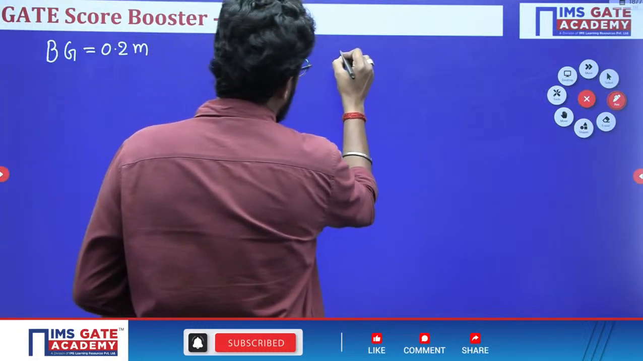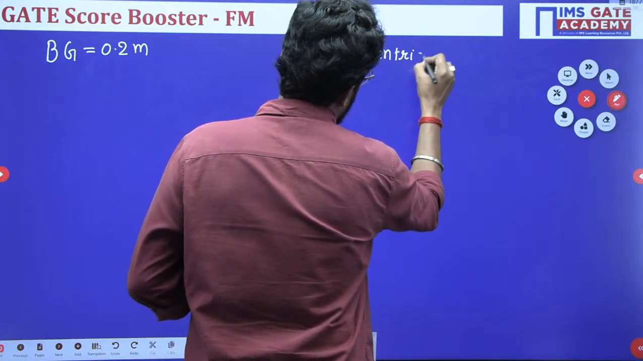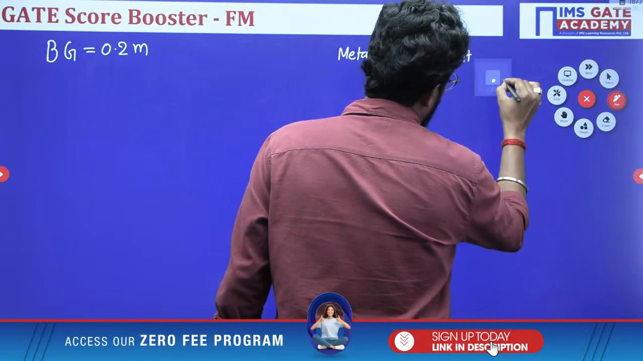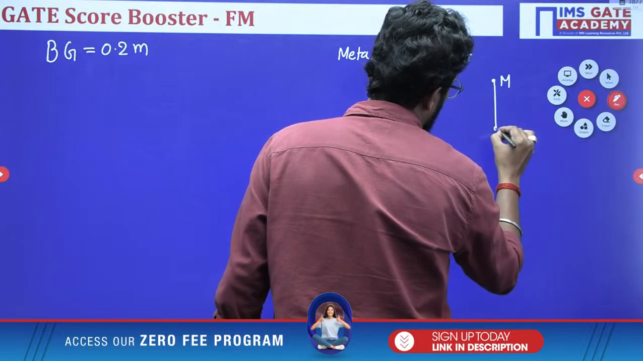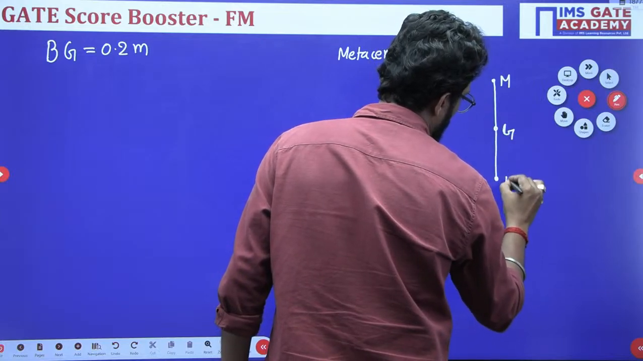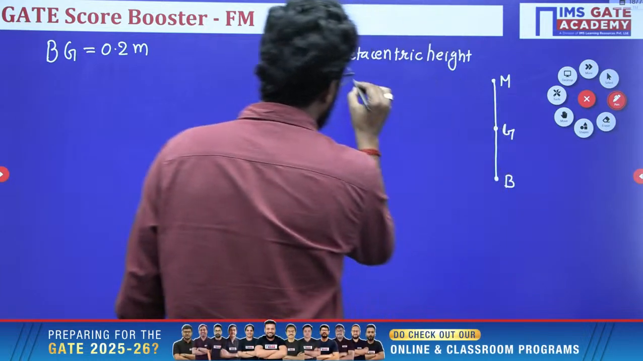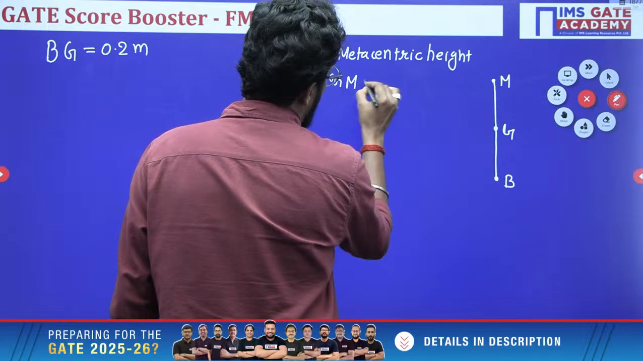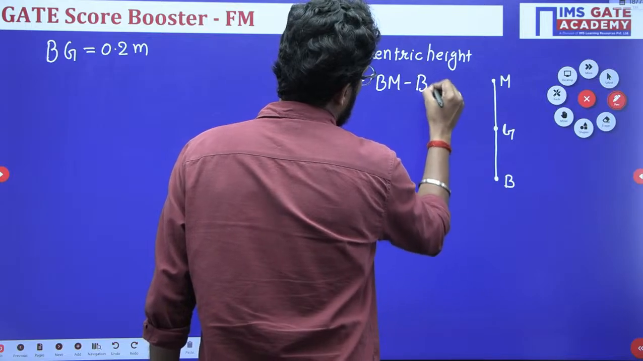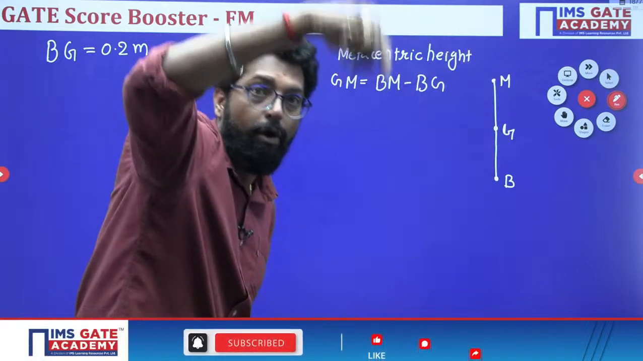We know that metacentric height, let's suppose this is metacenter M, this is CG, this is center of buoyancy. So GM is your metacentric height, and this GM is equal to BM minus BG. This is your metacenter over which the body will float.